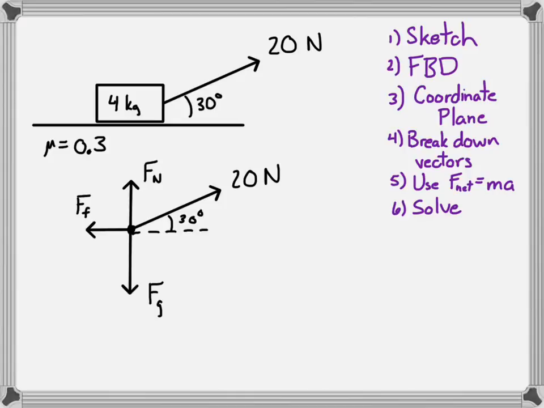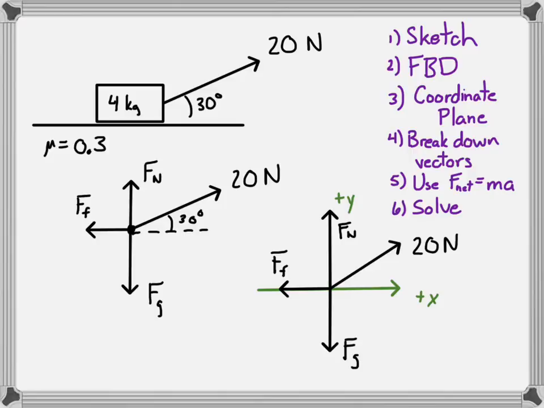Then I want to define the coordinate plane. I want to define my x and y axes. And it makes perfect sense in this case to make the positive y-axis point straight up and the positive x-axis point to the right. Now, if I were to draw this free body diagram on those coordinates, it would look something like this.